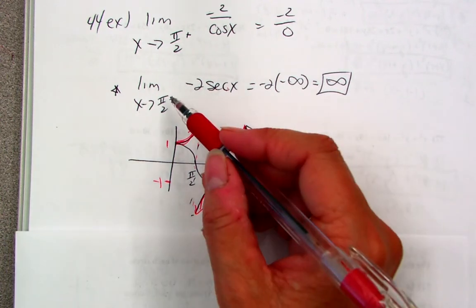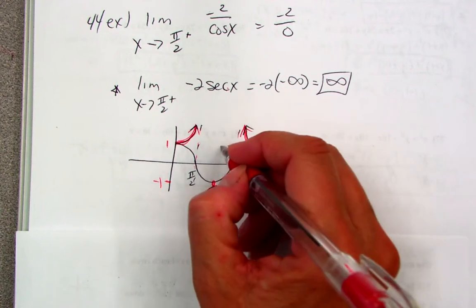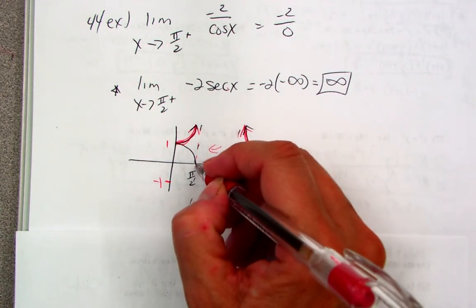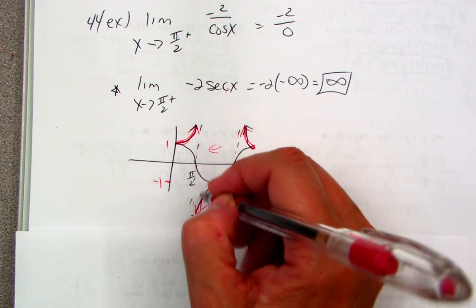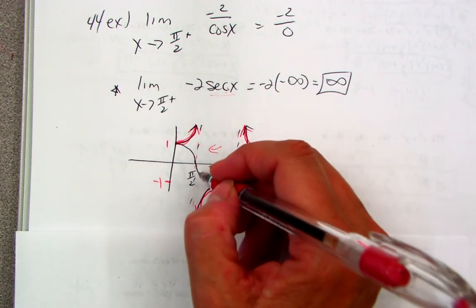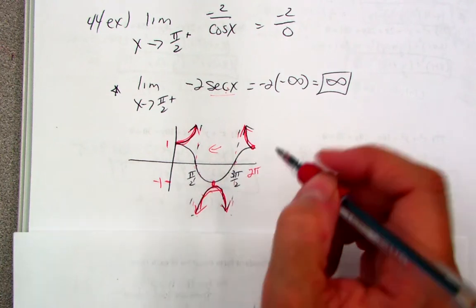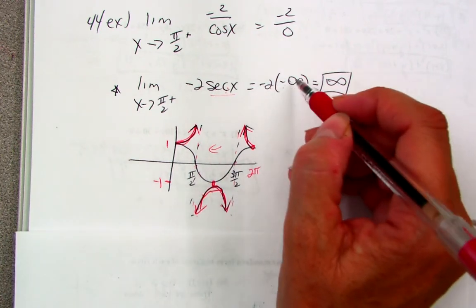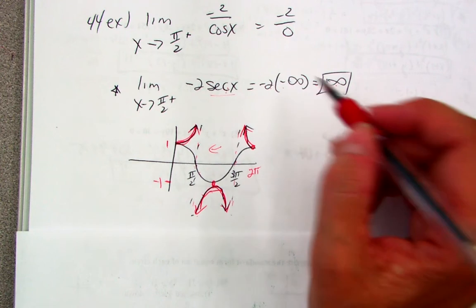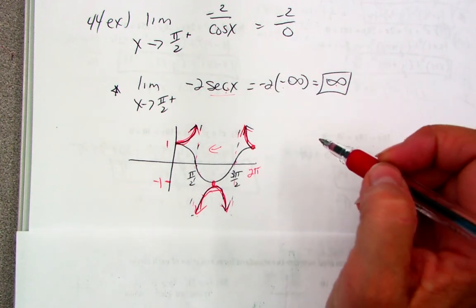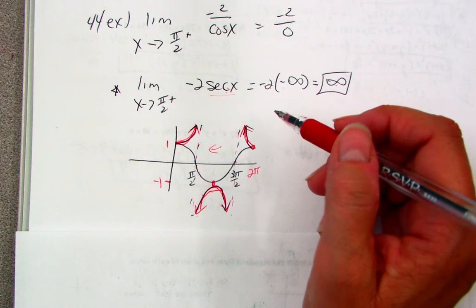But all I care about is the limit as I'm approaching pi over 2 from the right of the secant function, not the cosine. I'm really doing the secant. I have to sketch the cosine to get the secant. It's really negative infinity. So it's negative 2 times negative infinity, which equals positive infinity. Careful of those signs. Does this limit actually exist? No.